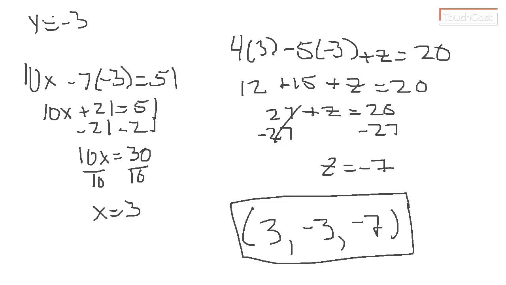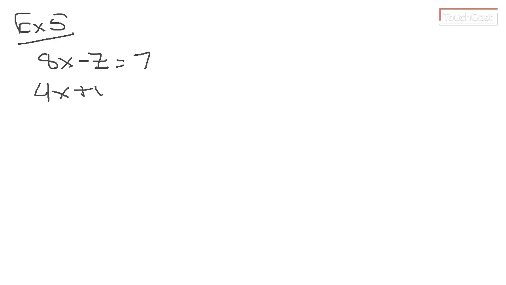I do believe we have enough time to also get example 5 into this video. Example 5, we're going to look at the system 8x minus z equals 7, 4x plus 3y equals negative 31, negative 7y minus 2z equals 73.